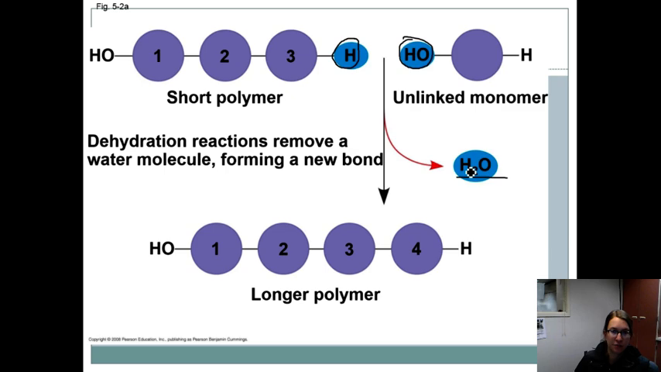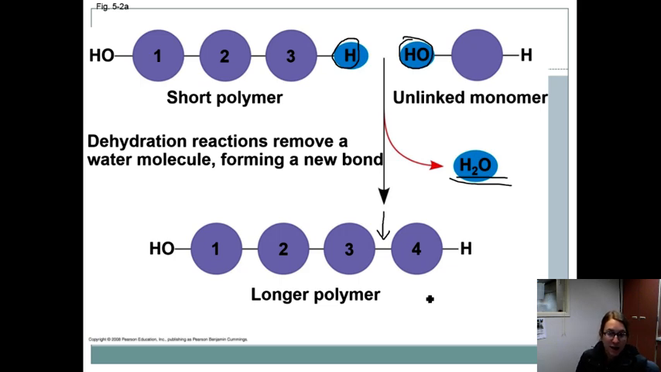So what happens is if we want to stick this short polymer together with this unlinked monomer, we put the H from one of them together with the OH from the other one. We make a water molecule. The water molecule goes away. And now, right here, where the H and OH were, we have a bond between those two monomers. So we have just built this thing bigger. We started out with 3 monomers together and 1 monomer by itself. We added that one on, and we have a longer polymer.